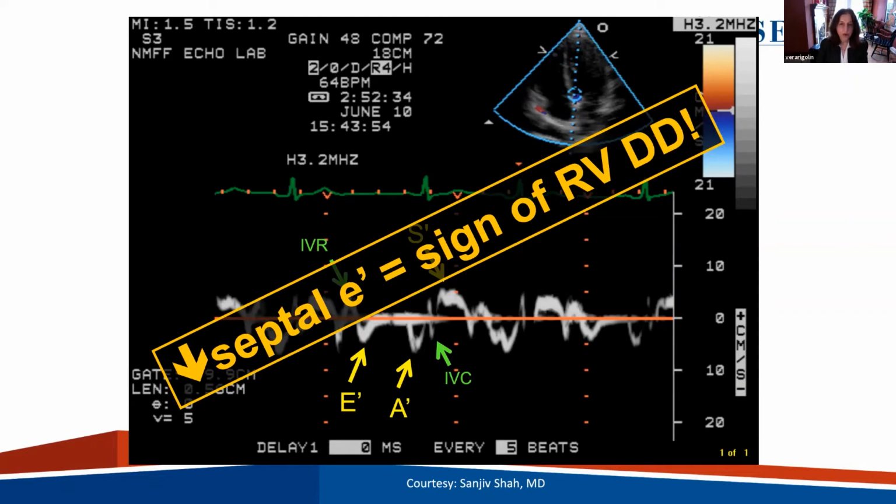Now, we also know that a reduced septal E prime can also be a sign of RV diastolic dysfunction. So if you have a big discrepancy between your E prime waves in the medial annulus versus the lateral annulus, take a good look at your right ventricle, because you may be picking up the function of the right ventricle when you're measuring the septal E prime velocity, and that may also be a clue that you have right ventricular dysfunction.